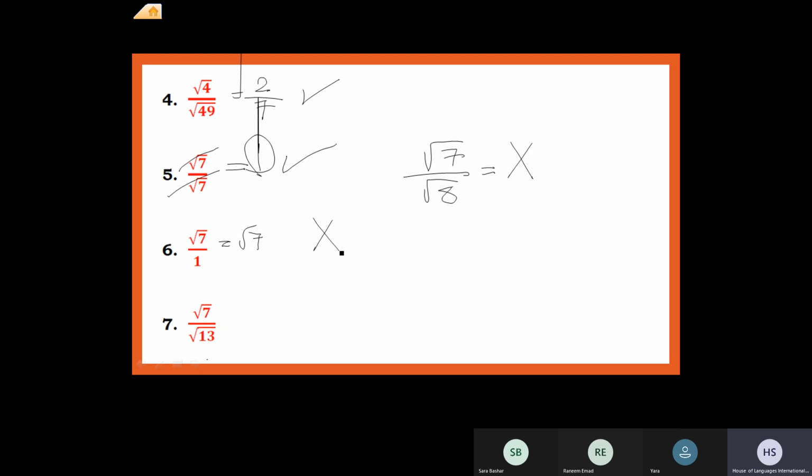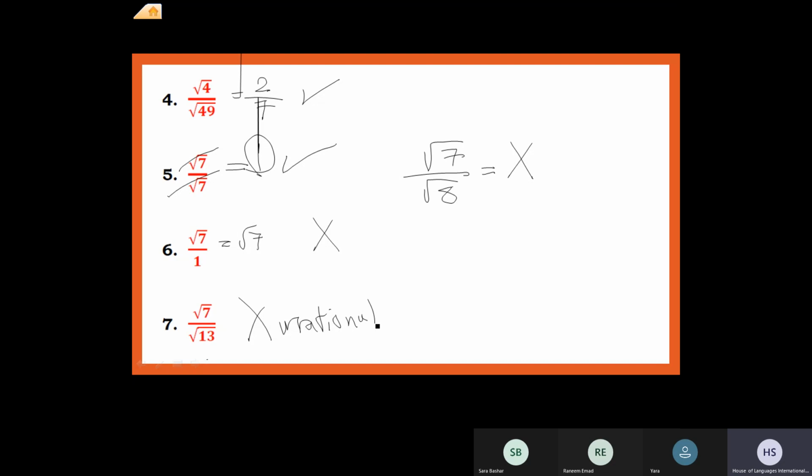Here now, look at this one here. What do we have? The square root of 7 over the square root of 13. Can we cancel them? No. Irrational, I mean a number irrational over irrational. So the answer will be irrational. Keep them, right. No, I will not ask you to find them. Just say rational or irrational. Okay?